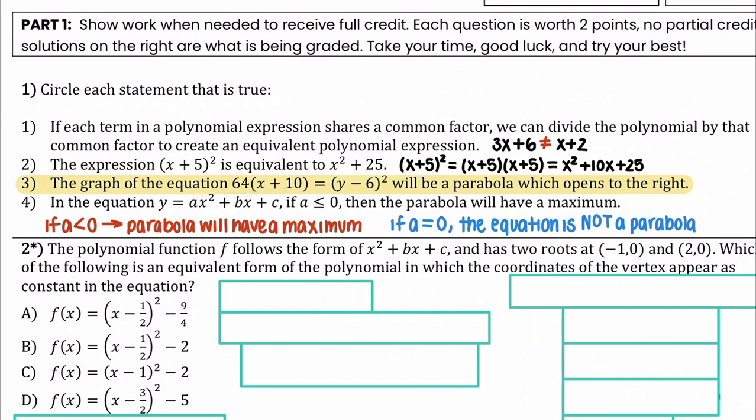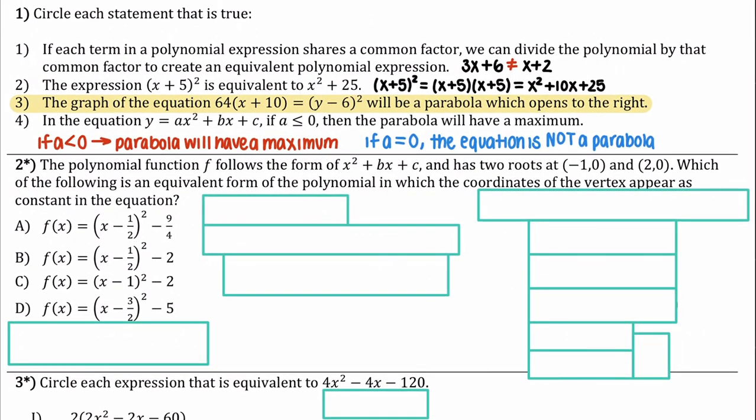So 3 is the only true statement here. Let's look at number 2. Number 2 says, if the polynomial function f follows this form of x squared plus bx plus c and has two roots at (-1, 0) and (2, 0), which of the following is an equivalent form of the polynomial in which the coordinates of the vertex appears as a constant in the equation?